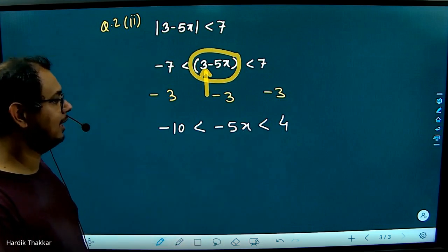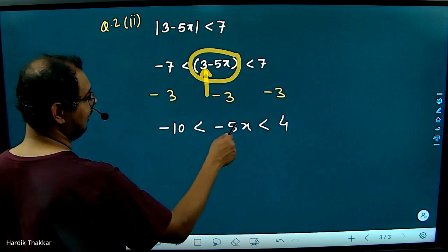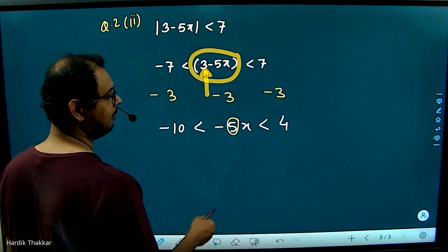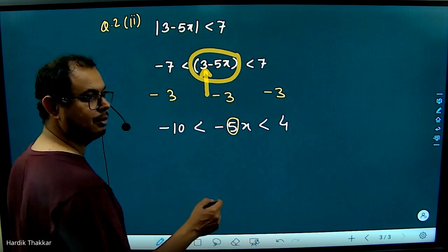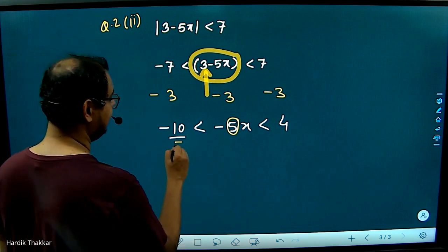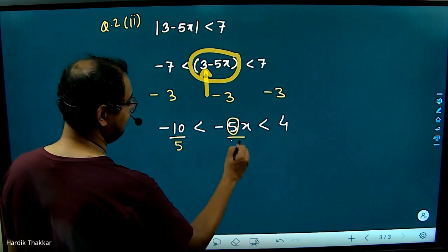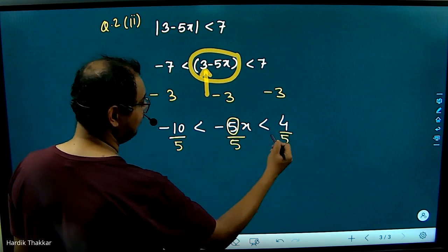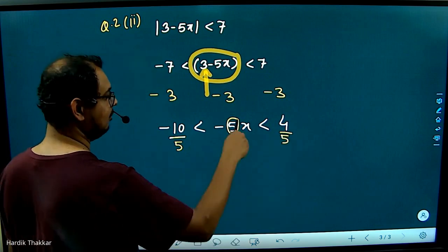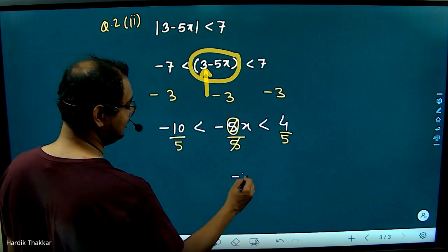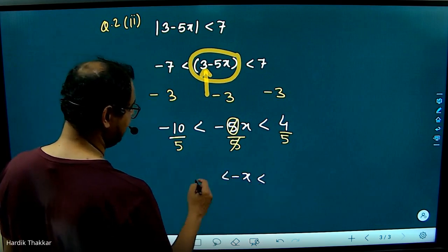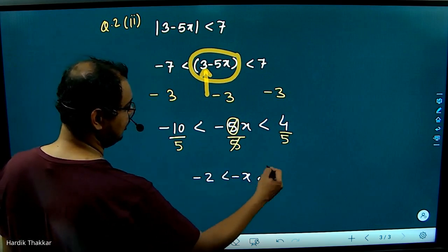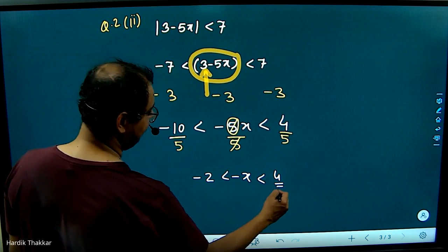Okay. Now the next step, we have to remove this 5. For that, we will divide by 5. The complete inequality will get divided by 5. So divided by 5, divided by 5, divided by 5. Now this middle term will be minus x, whereas the left part will be minus 2, and the right part will be 4 by 5. Is it okay?